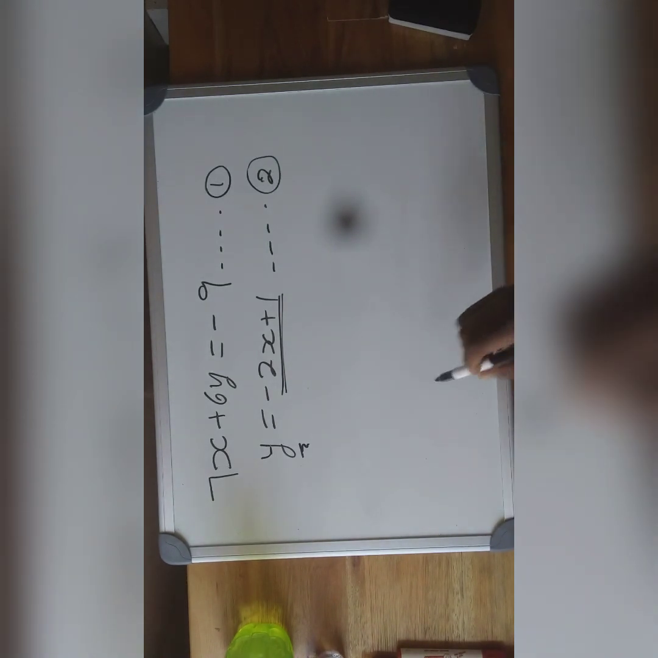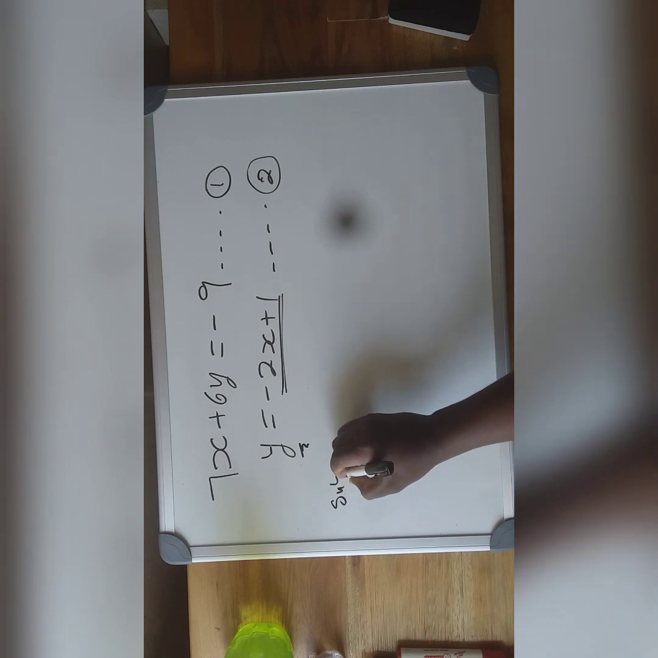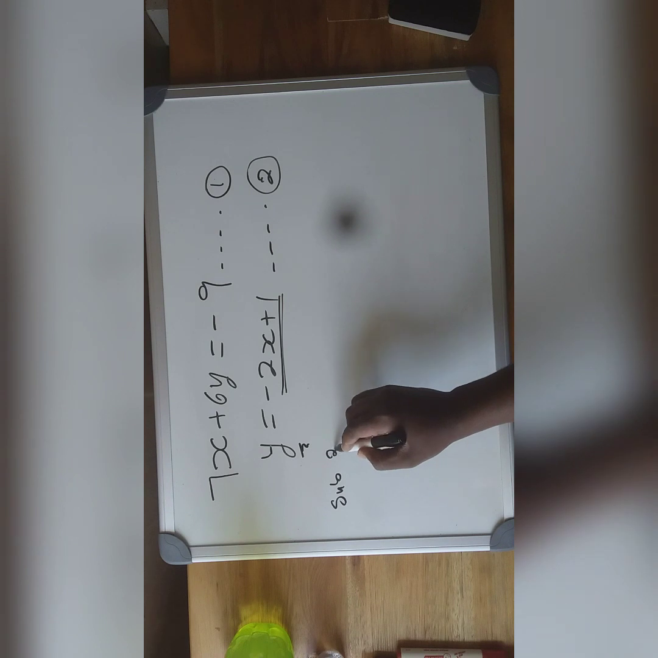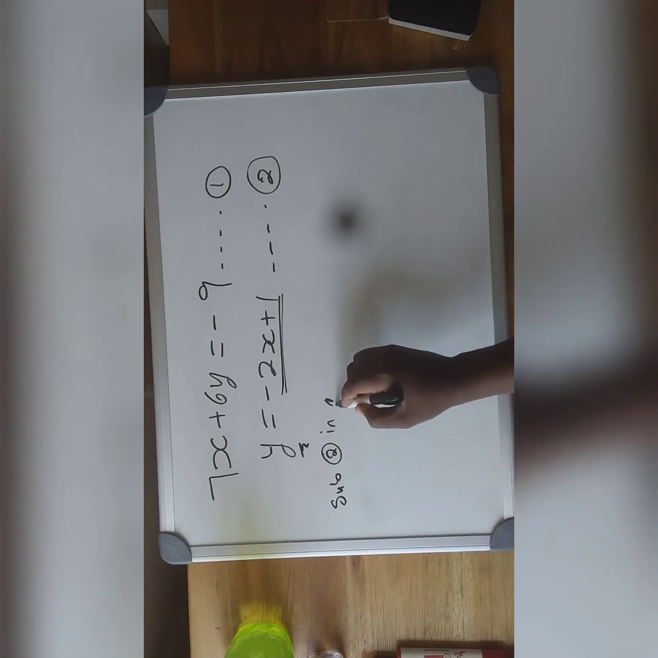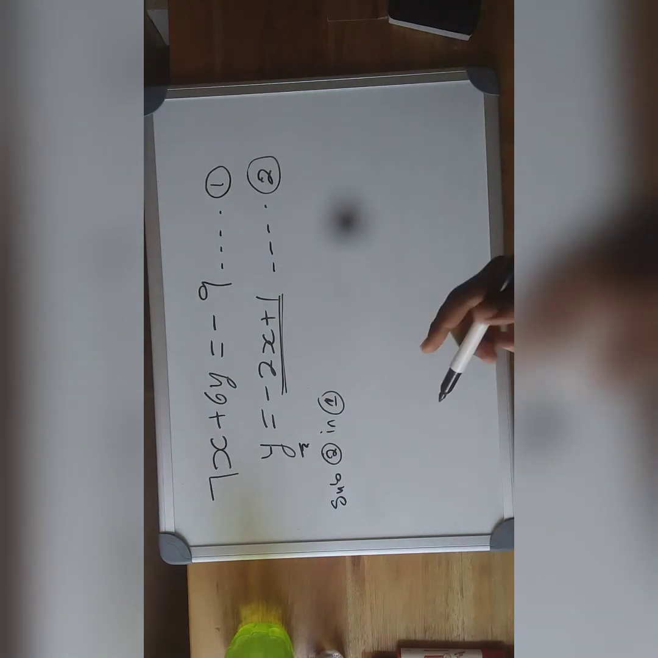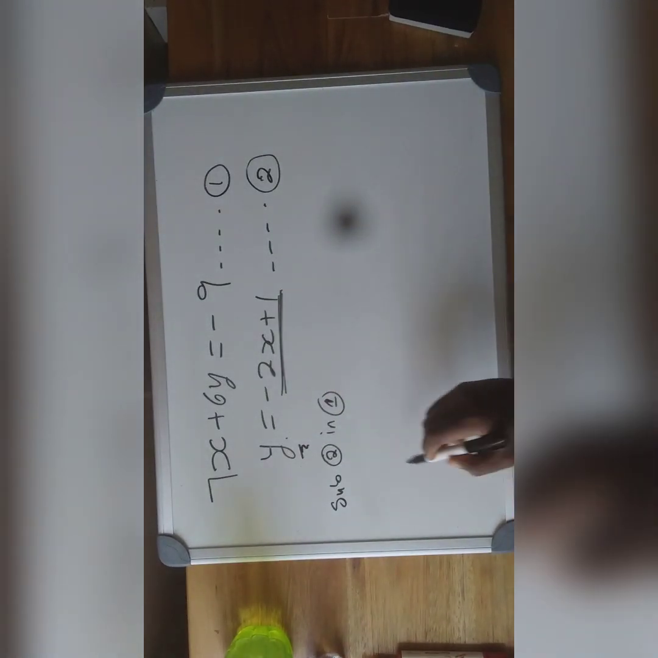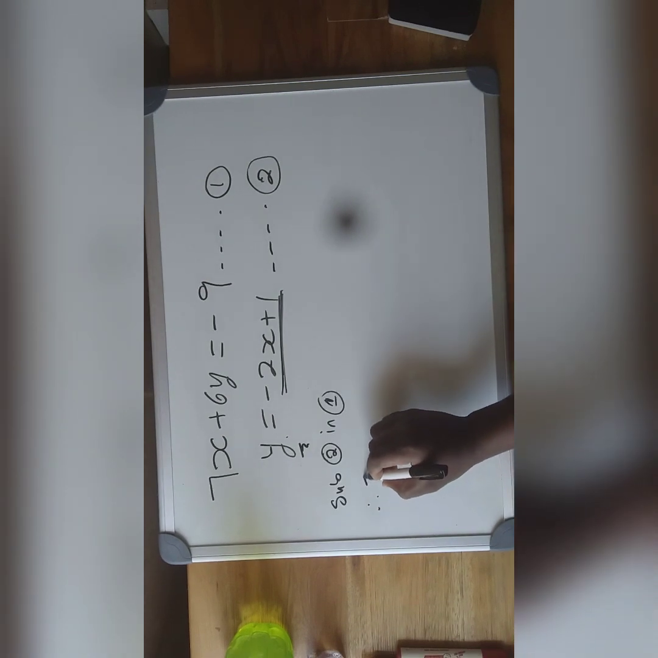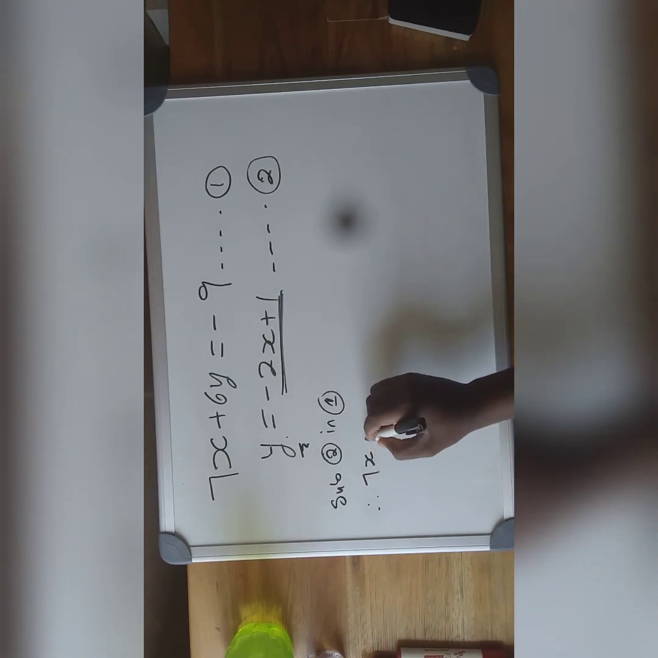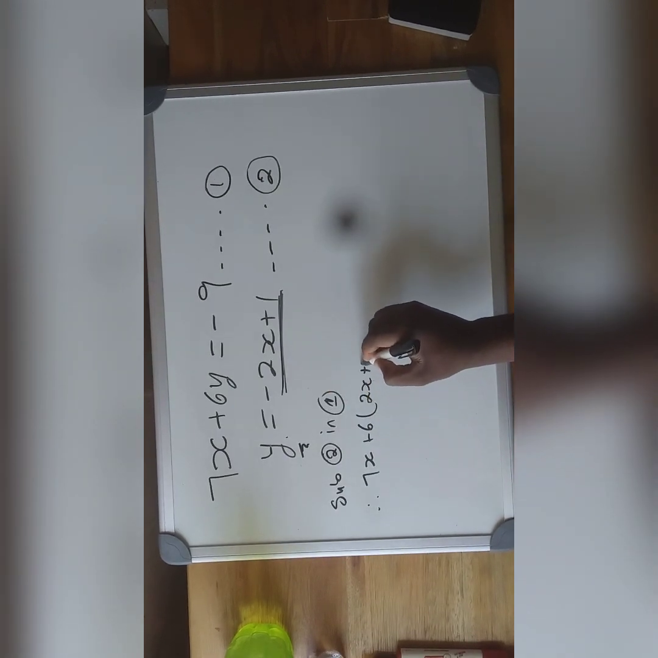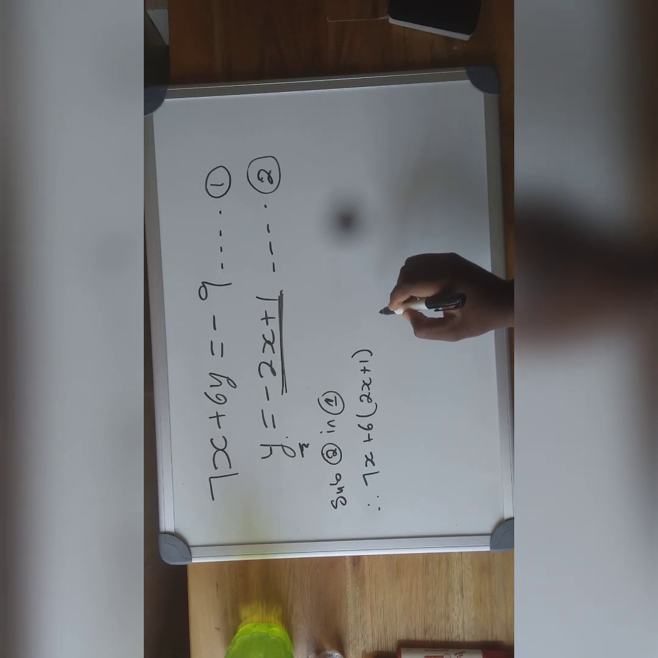This is our y. So now we're just going to substitute equation 2 into equation 1. It means that wherever we see y, we're going to put this formula here. So therefore we have 7x plus 6 times (-2x plus 1). I believe now we understand it.